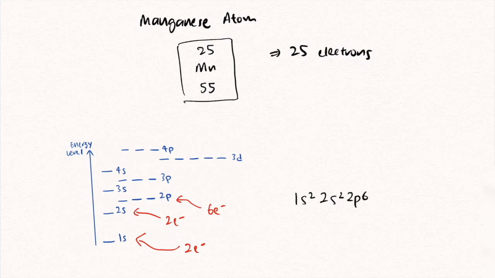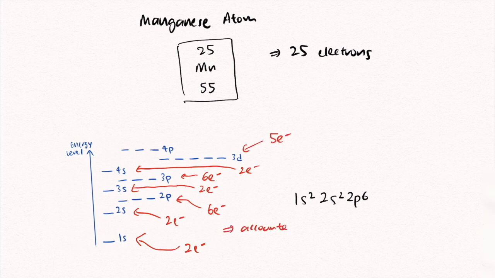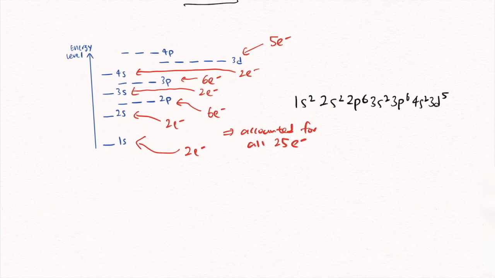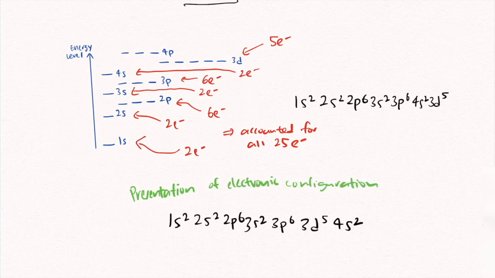We will continue this by filling up the next 2 electrons in the 3s orbital, followed by 6 in the 3p orbital, 2 in the 4s orbital, and lastly, the final 5 electrons will be in the 3d orbital. Now, we have accounted for all 25 electrons. Let me complete writing the electronic configuration of manganese. In terms of presenting your answer, we will write the electronic configuration as such. Note that when we write our answer, we write the 3d5 before the 4s2. This is because when we present electronic configurations, we present it in the order of increasing quantum shells.